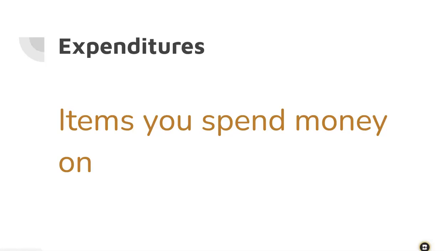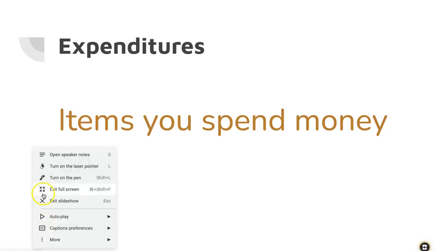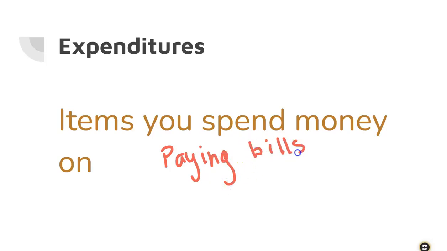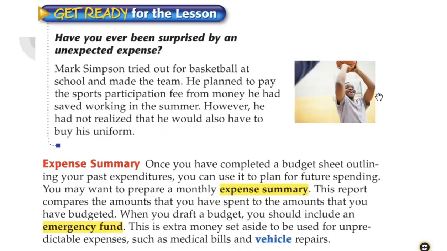So, expenditures. What are expenditures? They're items you spend money on. So, anytime you buy something, it's an expenditure. So, if you pay a bill, it's an expenditure, okay? So, paying bills or buying items, those are all expenditures.